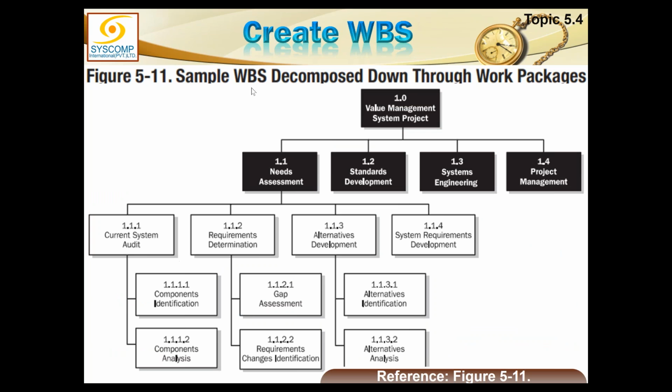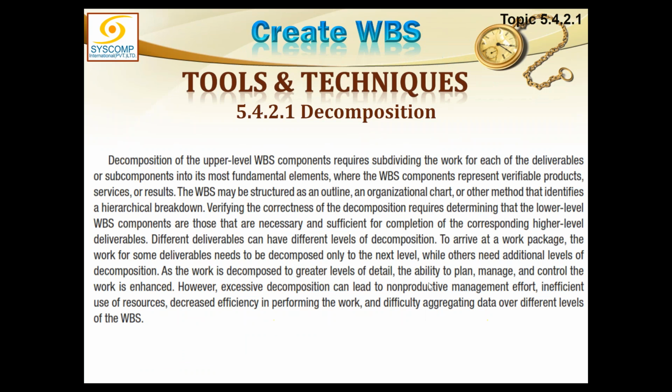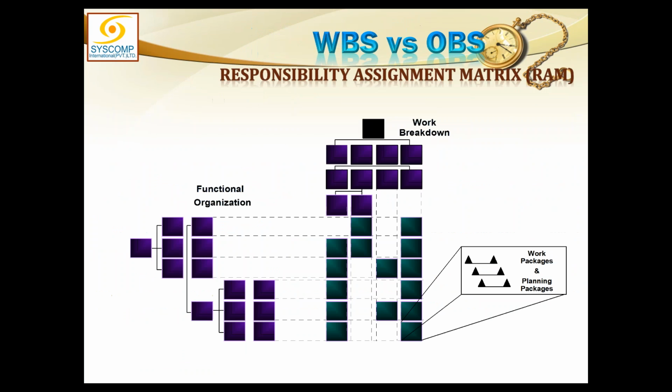In this diagram, this is a sample WBS decomposed down through the work packages, in which you are shown the numbers, the code of account. If the value management system project is 1.0, the need assessment is 1.1, standard development is 1.2, system engineering is 1.3. Then under need assessment, we have got 1.1.1, 1.1.2, and so on and so forth. So this is the code of account. This is the example of code of account. Another example, then we have decomposition.